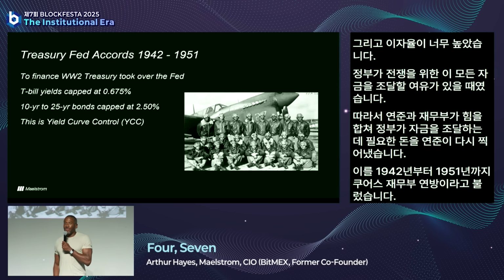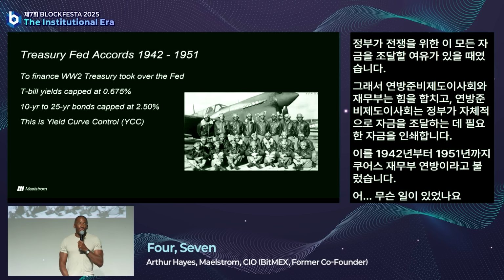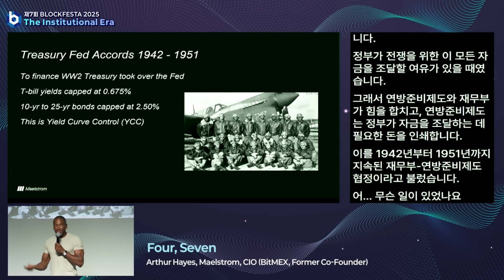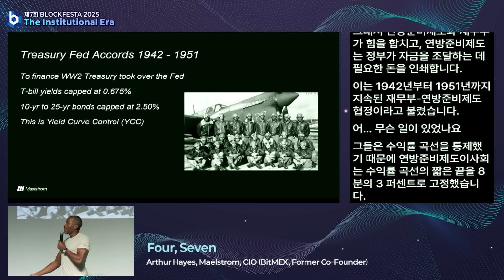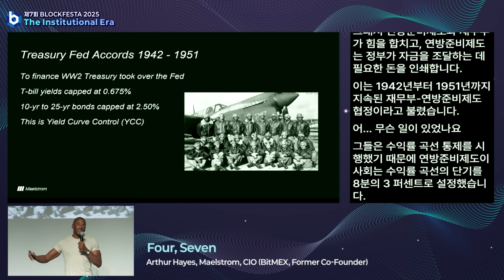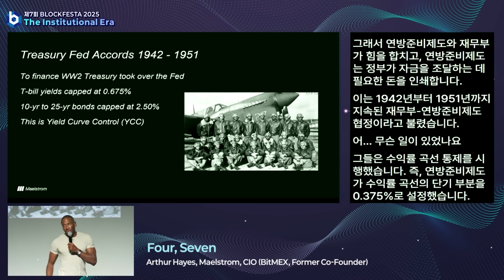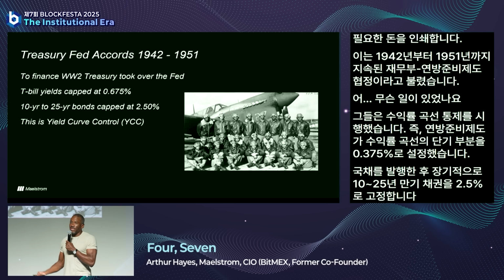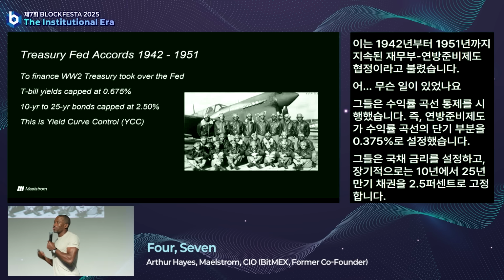What happened? They did yield curve control. The Federal Reserve fixed the short end of the yield curve at 0.3% on Treasury bills. And then on the long end, they fixed 10 to 25-year bonds at 2.5%. And so what they did was they created a very steep yield curve. It helped financial institutions, and most importantly, it helped the Treasury issue lots of debt at the time and be funded at an affordable rate.